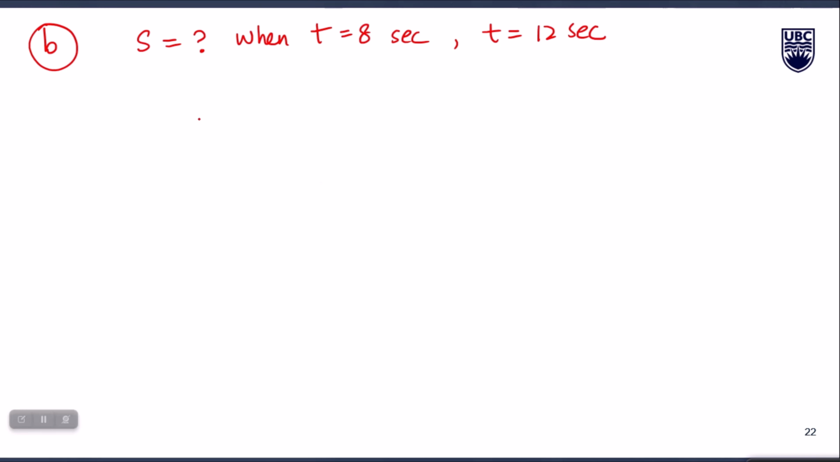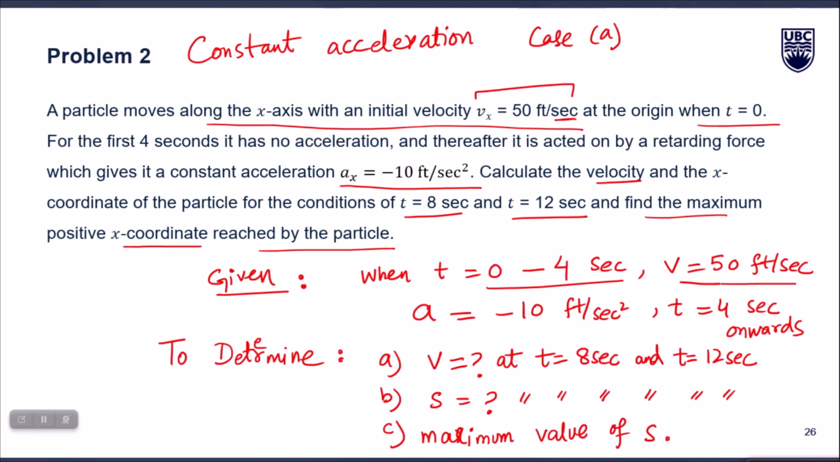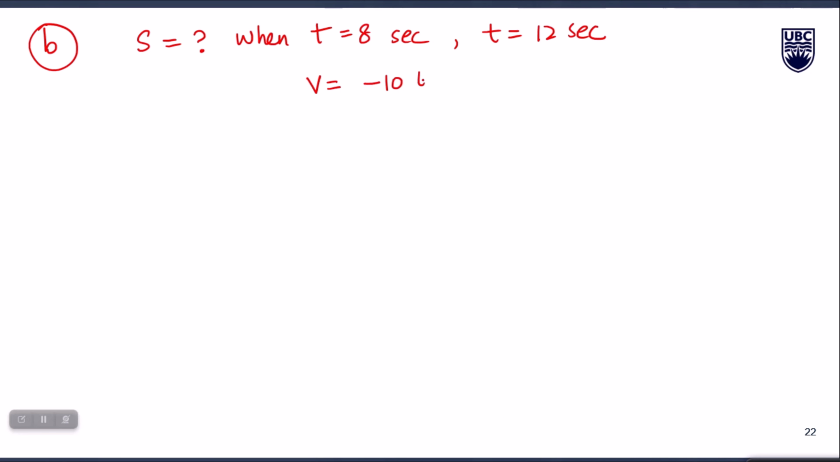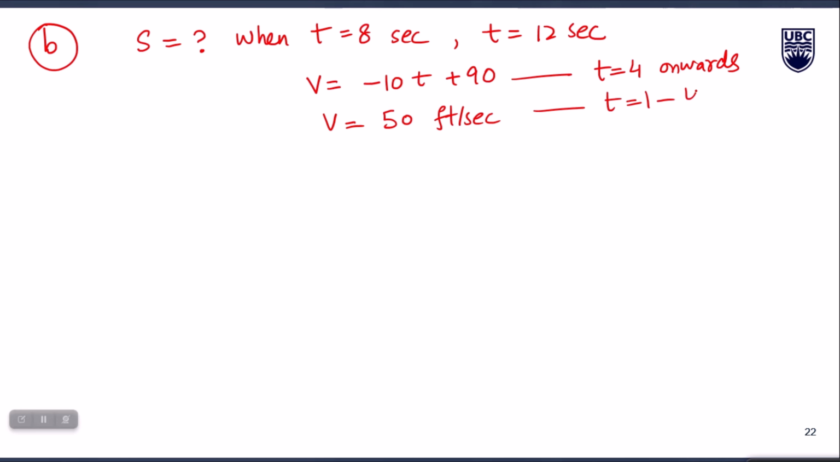So we have already derived this equation, and v is actually minus 10t plus 90, but this equation is actually from t equal to 4 onwards, right? Please do remember that v was equal to 50 feet per second, a constant value for t equal to 1 to 4 seconds, right? So this is actually the complete information about v and t.